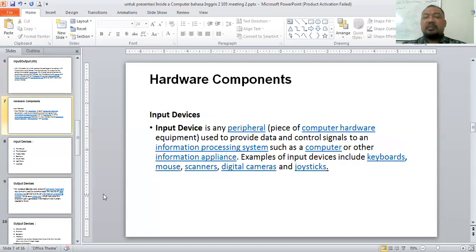And hardware component, input device. This one, the hardware component of input device. Input device is any peripheral or piece of computer hardware equipment used to provide data and control signal to an information processing system, such as a computer or other information appliance. Examples of input device include keyboard, mouse, scanner, digital camera, and joystick.